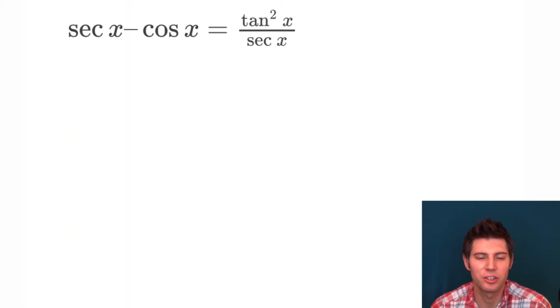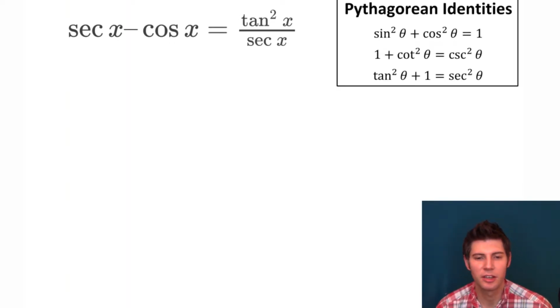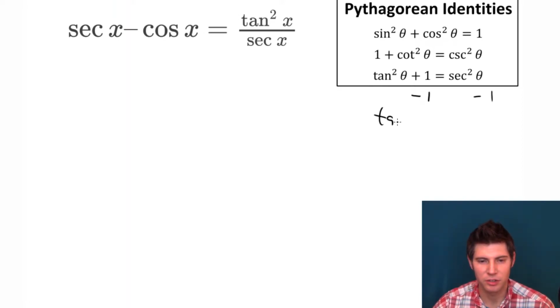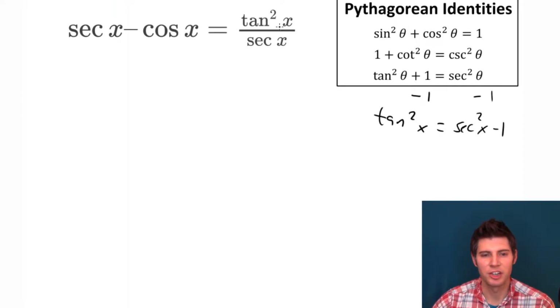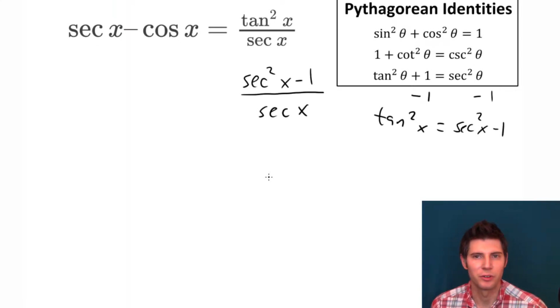So for the tangent squared of x, let's look at the Pythagorean identities. And notice that tangent squared of x, if we subtract 1 from both sides, we get tangent squared of x equals secant squared minus 1. So I'm going to change this tangent squared x into secant squared x minus 1. So that's the first step.